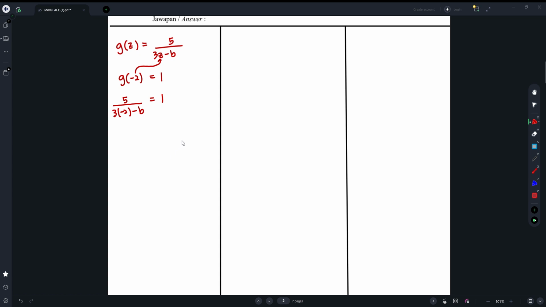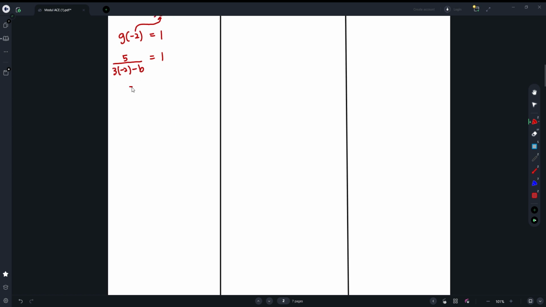As I continue, I need to expand these brackets. So 3 times -2 will be -6, and then minus b is equivalent to 1. Then this entire denominator, I will bring it up here as a multiplier. So I end up getting 5 equivalent to -6 minus b. And then 5 plus 6 is equivalent to negative b, because I shifted the -6 to the other side, so it becomes plus 6.